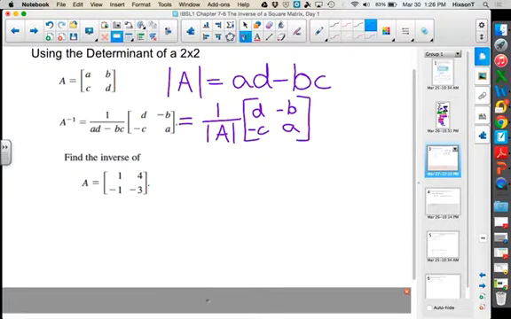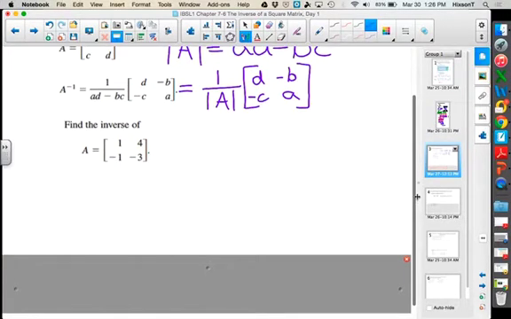Let's see this one in action. This is the same one that we've already done twice, so we ought to get the same answer, right? But let's first of all find the determinant of A.